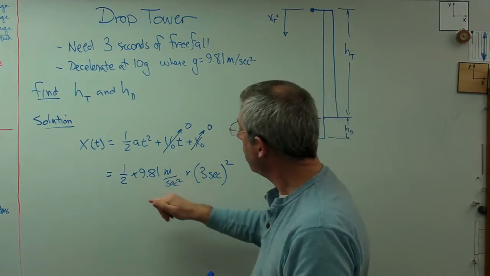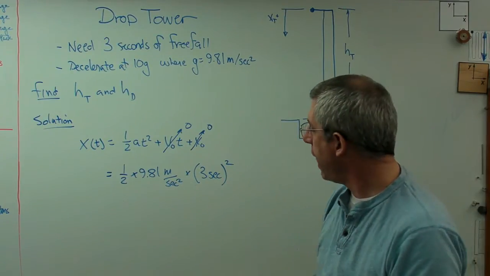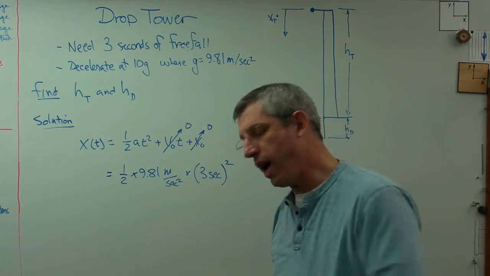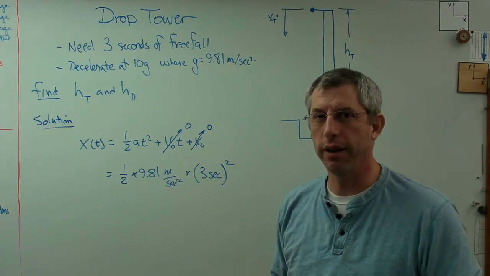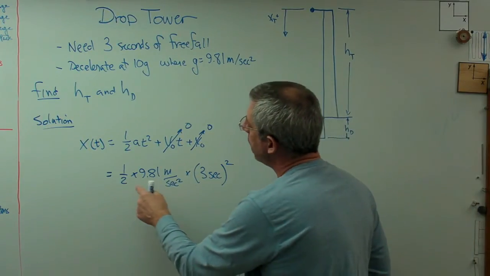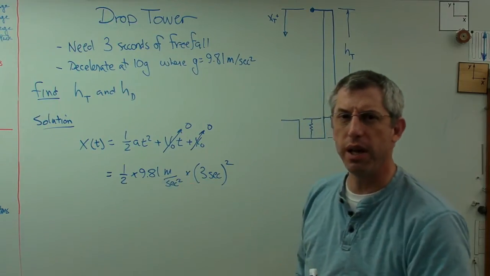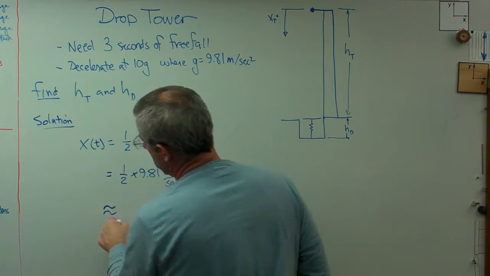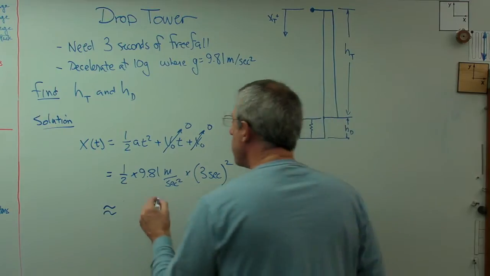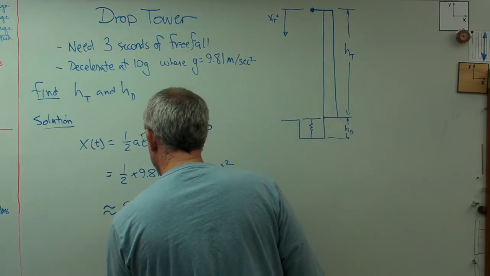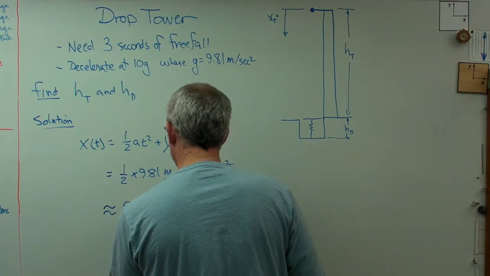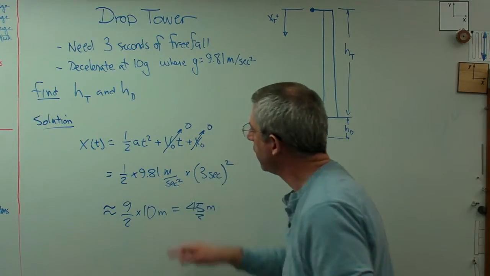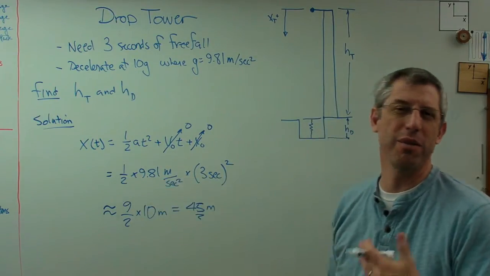We're good. Now the other thing I want us to do here is think about how to estimate this number before you pound it through your calculator. It bothers me when people just write down whatever number comes up on the calculator screen. That's a good way to get things wrong. Let's think about this. 1/2, and 9.81 is pretty close to 10, right? The answer is approximately, and the little wiggly equal sign means approximately, 9 over 2 times, and that's about 10 meters. So my answer ought to be about 45 meters, a little less, since that's a little less than 10, so maybe 44.